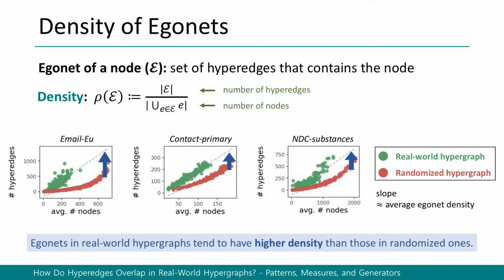We measure the densities of the egonets in real-world hypergraphs and those in randomized hypergraphs, and observed that egonets in real-world hypergraphs tend to have higher density than those in random ones.